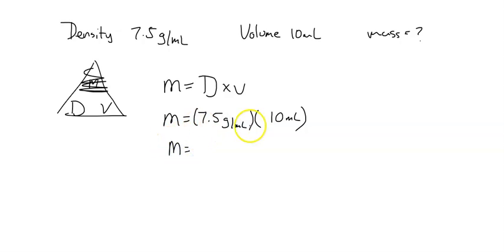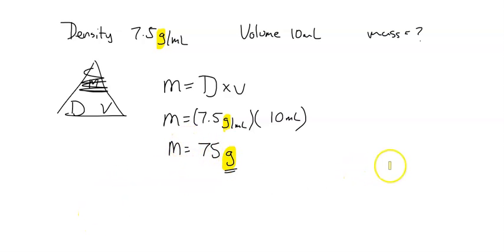So we multiply these two numbers, we get 75. And so what are the units? Well, if density is in grams per milliliter, meaning 7.5 grams in each of the milliliters, and we had 10 milliliters, the mass is going to be 75 grams. And we take our cue here, again, from what we've been given in the information. Everything here is in grams, so our answer will be in grams as a standard unit for mass.